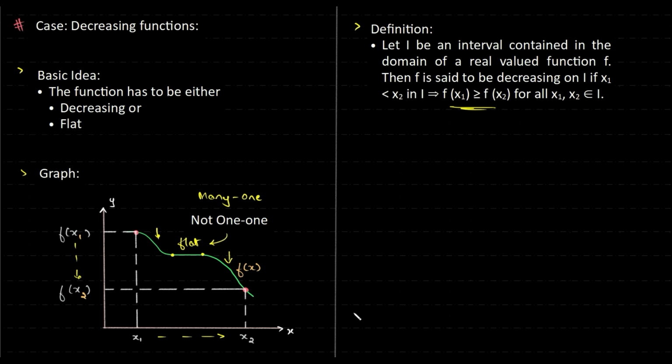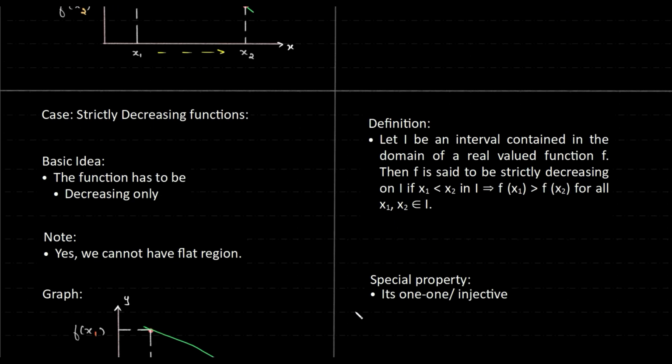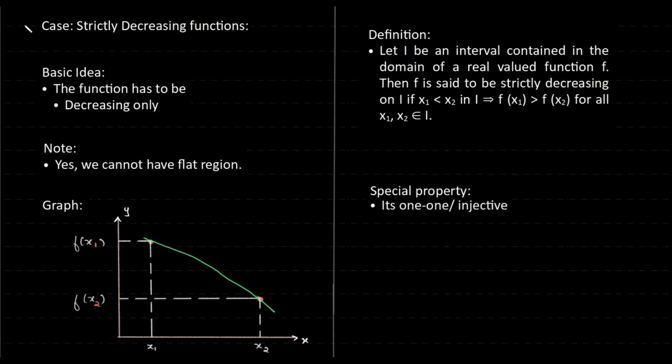And finally, let me not bore you guys. Strictly decreasing, it's the same pattern. The basic idea is it's always decreasing and it cannot be flat in any region, as you can see from the graph. As you move from left to right, the value should decrease. There's no option of flat region. So this is 1, 1 or injective for the same reason that there's no flat region. Okay, so this is your basic introduction.